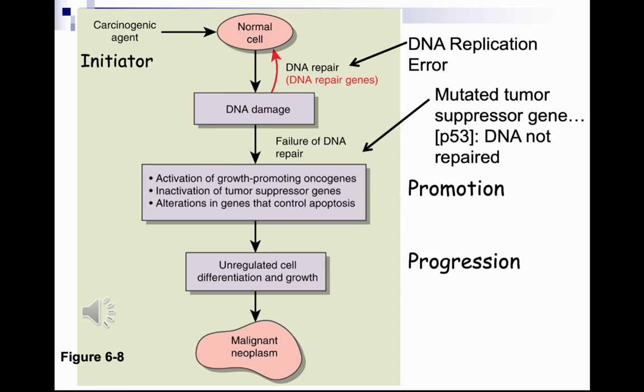Notice that the carcinogen is the initiator. And if there is DNA damage, the DNA will be repaired through DNA repair genes. A DNA replication error will normally be repaired. However, failure of DNA repair is an etiology for malignancy. Mutated tumor suppressor genes, such as p53, result in DNA that is not repaired. There is then continued promotion of malignant change and progression to unregulated cell differentiation and growth and malignant neoplasms. By unregulated cell differentiation, we mean cells that neither look like nor perform like normal cells.